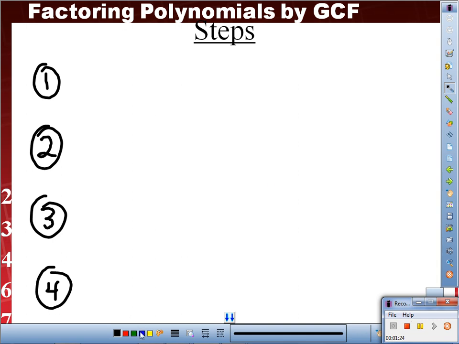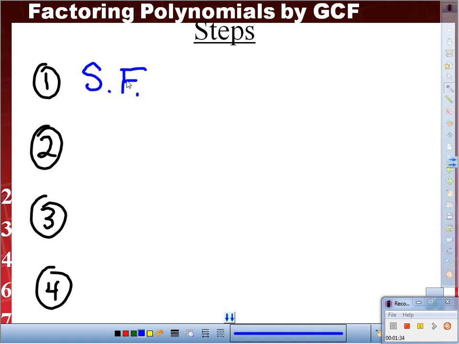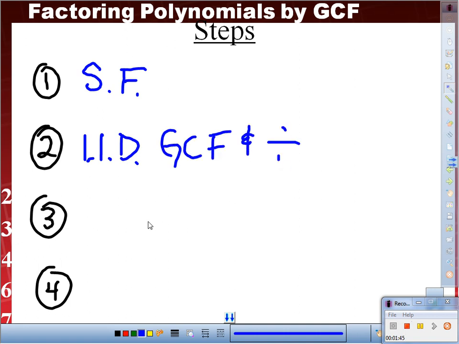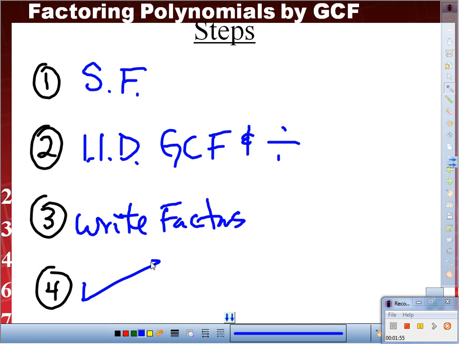All right, let's see. Who wrote step 1, everyone? Standard form. That is correct. Step 2. Identify the GCF and divide. That is correct. Step 3. Bam, right. Factors. And of course, last, check.